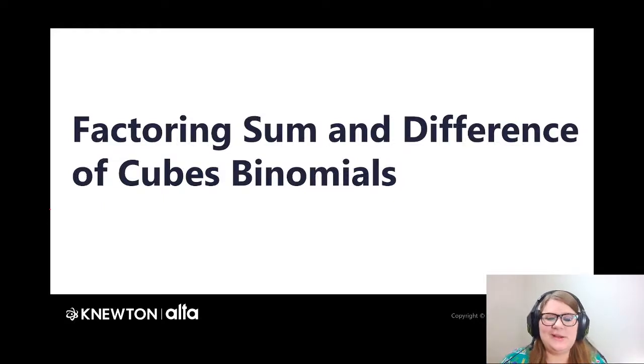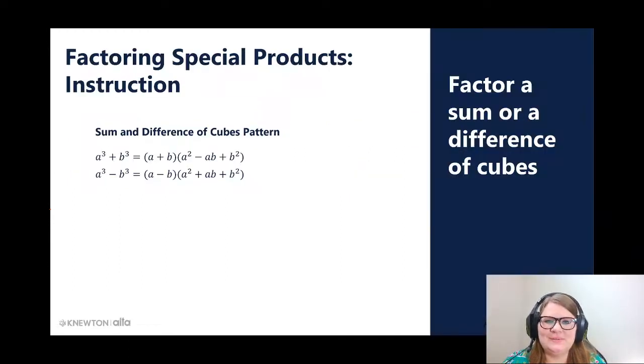In this video, we're going to talk about factoring sums and differences of cubes. And these will be binomials again, so it'll be just two terms. So the two sets we have are a cubed plus b cubed, which will give us a plus b times a squared minus ab plus b squared, or a cubed minus b cubed, which will be a minus b times a squared plus ab plus b squared.